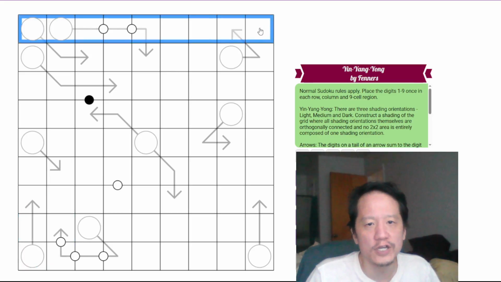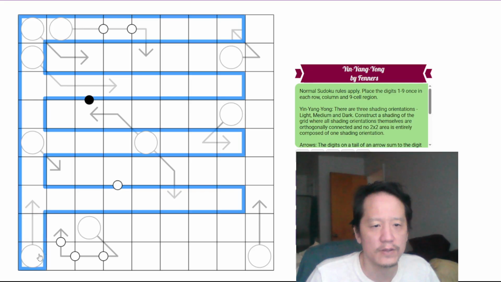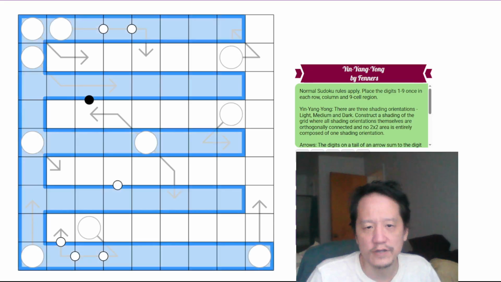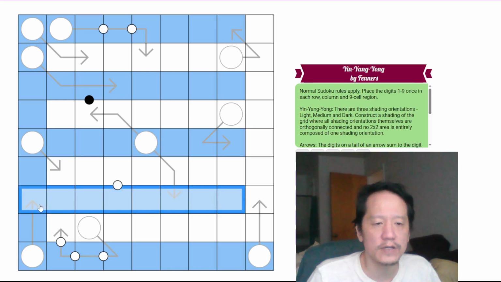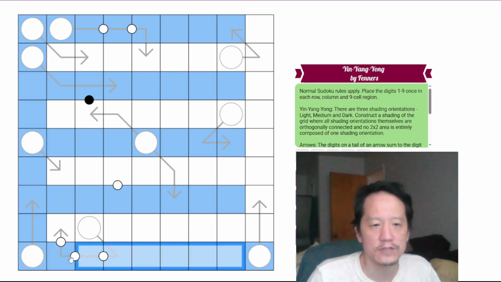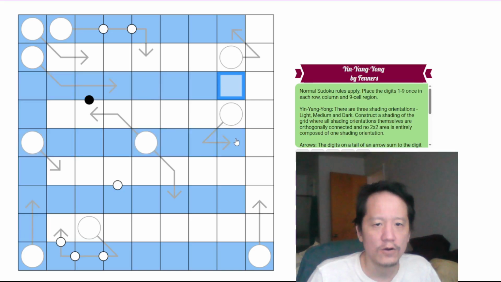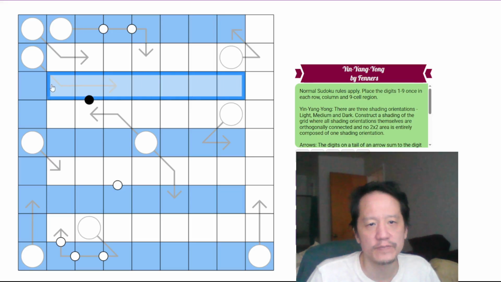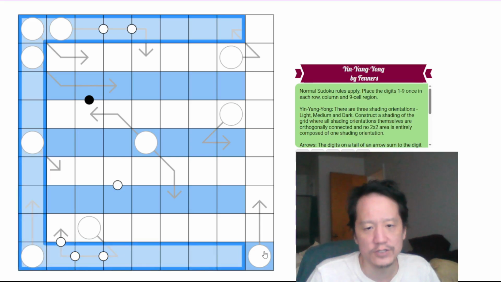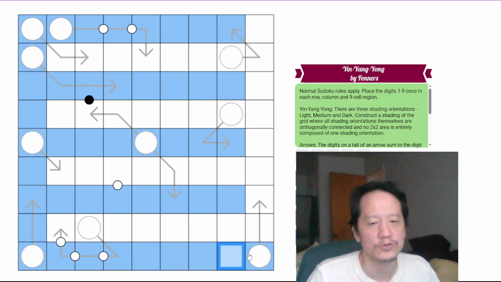So, in normal yin-yang, we would have something along the lines of, say, shading like this, right? This would be a valid normal shading yin-yang because there's no 2x2 area which has entirely the shading of one shading, and each region is orthogonally connected to every other cell in that region. Or can get to, essentially, another part of the region through an edge. So if you try to get to this cell from this cell, you can go just through edges, stay in that region, and be able to get to that other cell.